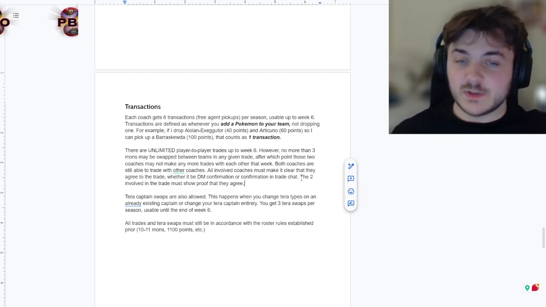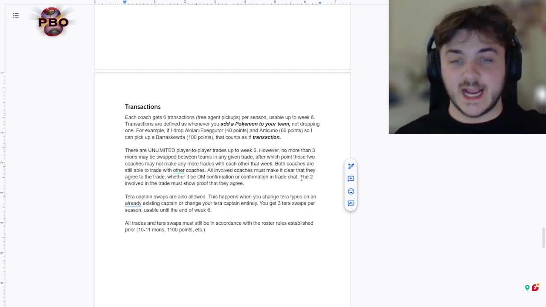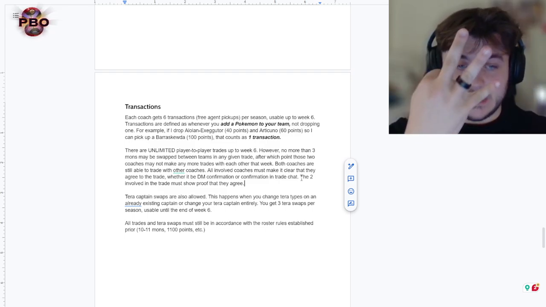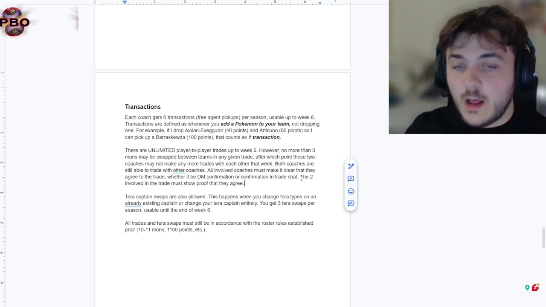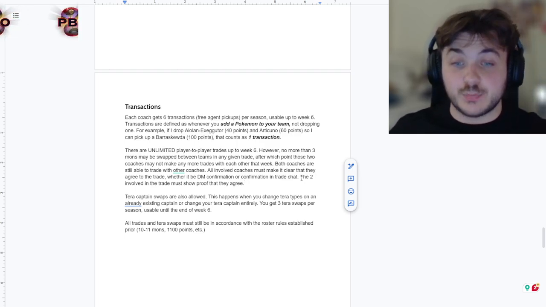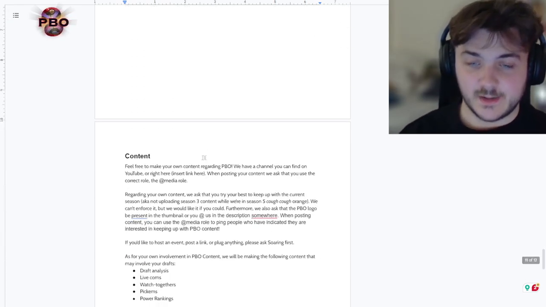Tera Captain swaps are also allowed. This happens when you change Tera types on an already existing Captain or change your Tera Captain entirely. You get 3 Tera swaps per season, usable until the end of week 6. All trades and Tera swaps must still be in accordance with the roster rules established prior: 10 to 11 mons, 1100 points, etc.